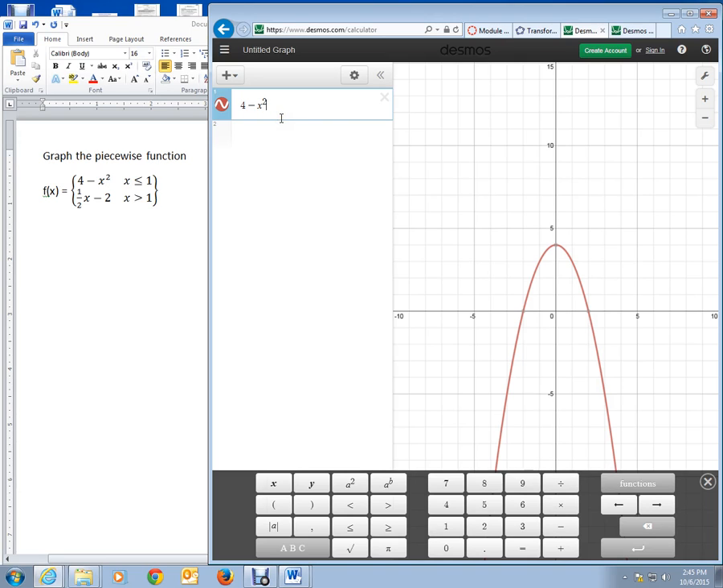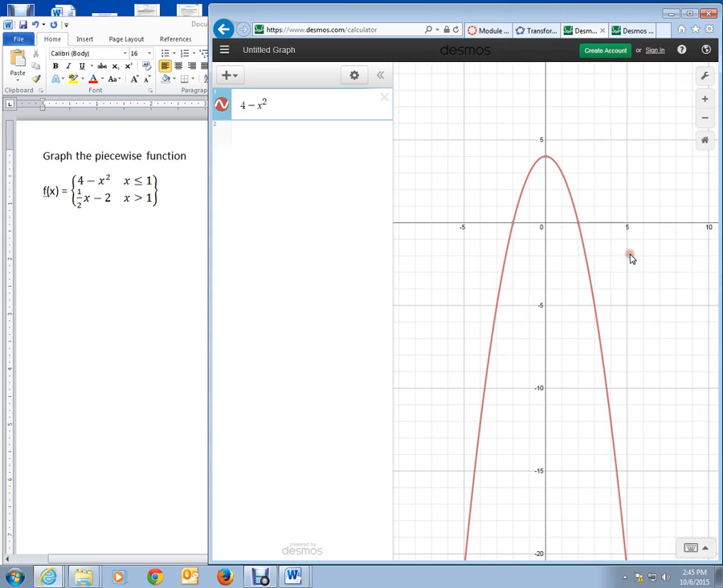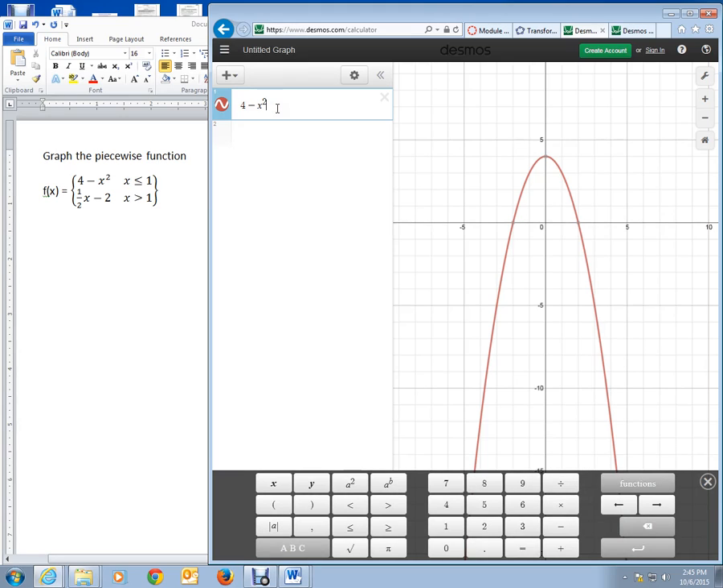So you can see off to the right on the bottom here we have the graph of the parabola 4 minus x squared. It's downward turning, and its vertex occurs where x is 0, which is the point (0, 4). And so there's the vertex of the parabola. But we only want the portion of the graph that's for values of x less than or equal to 1.